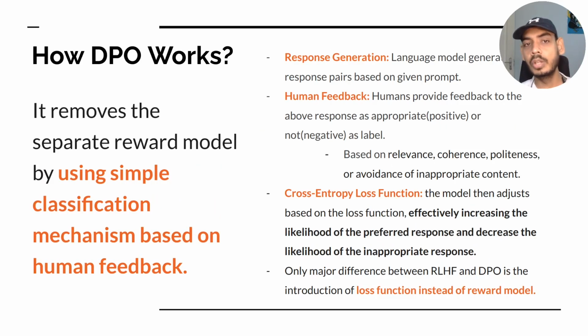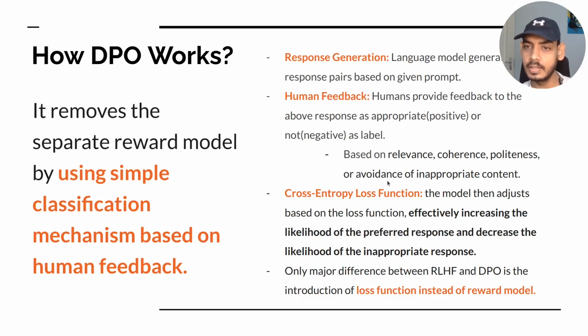So how does DPO work? The whole reward model part is removed from DPO, and it uses something called a classification mechanism for optimizing the LLM. Okay, so what is the first step? The LLM, that is the base model, is present, and it will generate the responses. Those responses are then sent for human feedback. They will check the quality of the response based on certain factors called relevancy, coherence, and politeness or avoidance of inappropriate content.